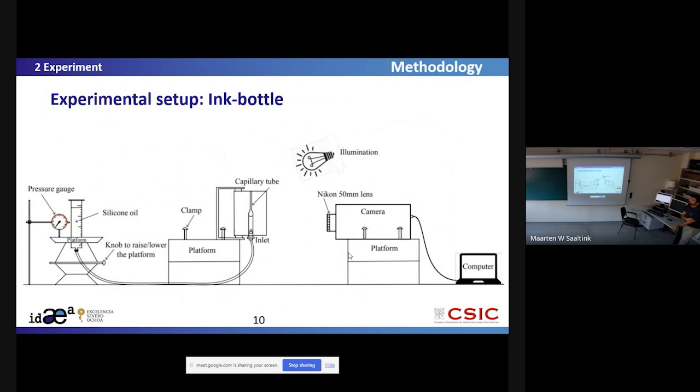All right. Coming to experiments, this is a schematic diagram of the experimental setup. Here we have the capillary tube. Silicon oil is fed at the bottom, connected to this reservoir, which has silicon oil. It's clamped to this platform, which can be raised and lowered. And this is the pressure gauge where we measure our pressure. It's very simple. We capture with a camera and process it.